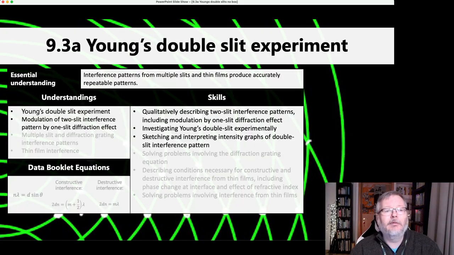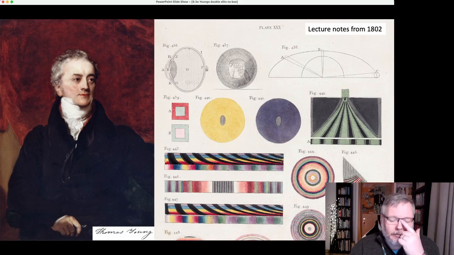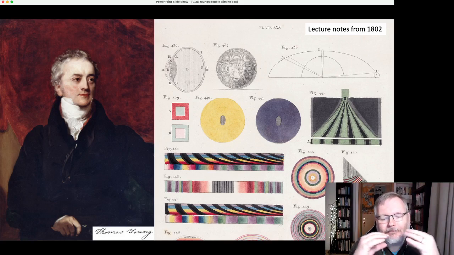So from 9.3, these are the understandings: Young's double slit, modulation of two slit interference with one slit effect, describing that qualitatively, how to investigate experimentally, and sketching and interpreting graphs that we'll look at more in a question section to follow. So in the core section, we looked at double slit interference. This is known as Young's double slit.